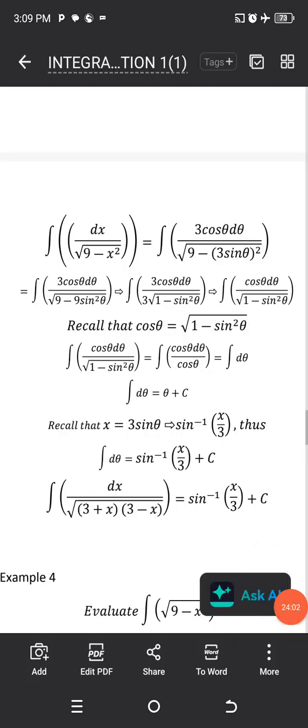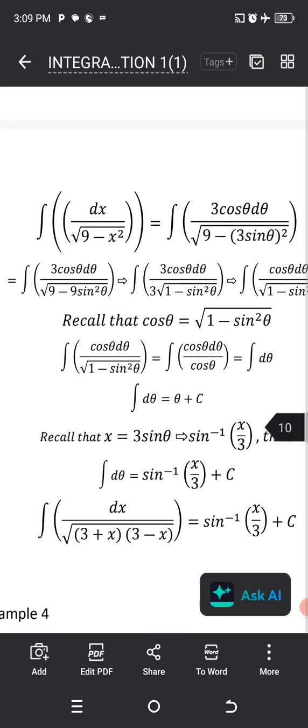So you can see that it's now theta plus x. But that is not the final solution, because you must change the theta back to what? Back to x. So I recall that x is equal to 3 sine theta. So making theta the subject of the formula, theta will be equal to what? Arc sine of x over 3.